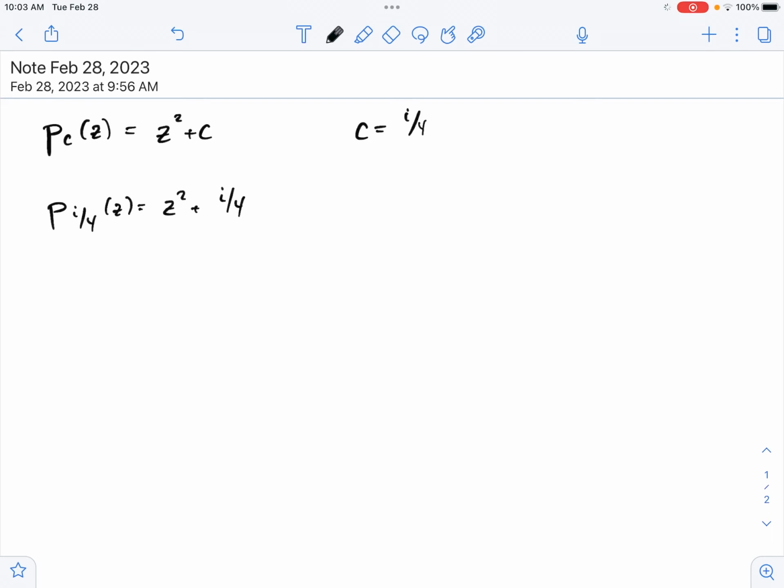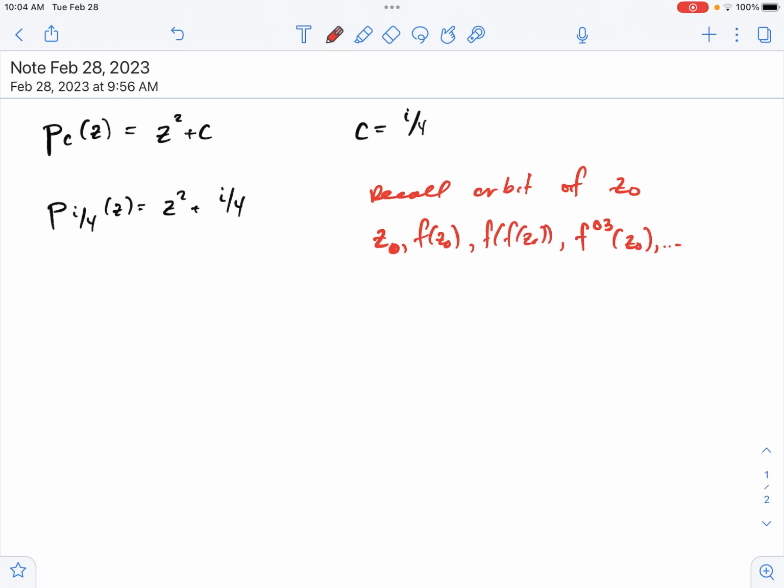So if you remember, since we're brand new here, we'll recall that the orbit of a point z naught is the set of points z naught, f of z naught, f of f of z naught. And at some point that gets annoying to write, so we flip over to the notation of compositions of f applied to z naught, and so on. So what we've noticed is that very similar initial points can lead to very different behavior. And we're going to try to analyze that.